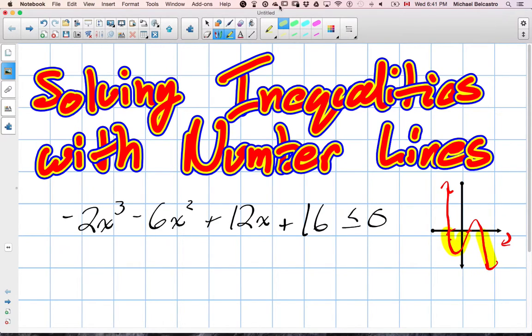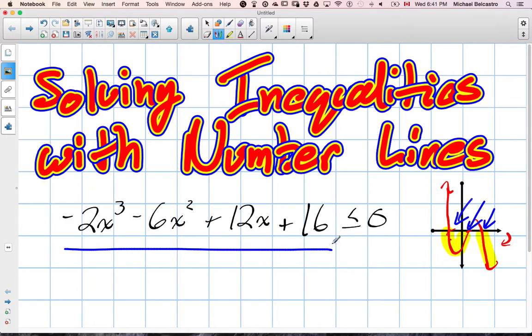But the easiest way to really figure this stuff out is to put our function in factored form so that we have a much better idea of what our actual x-intercepts are. And unfortunately, we're not in factored form. So I'm going to quickly go over factor theorem to put this in factored form, and then we'll focus on the actual number lines and the inequalities.